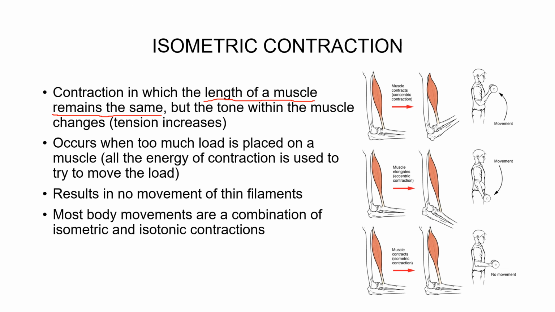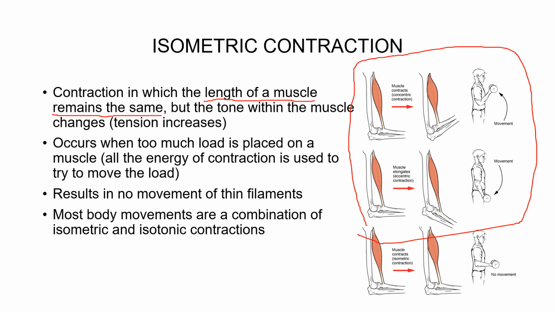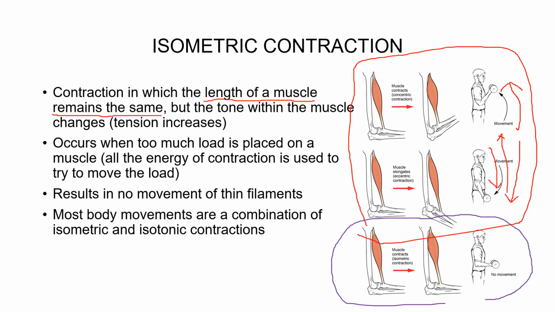For example, in this picture, these top two illustrations that I'm circling in red show isotonic contraction. You're moving the dumbbell up, flexing your elbow, and then you extend your elbow, and then you flex, and then you extend. So you're moving the elbow. That's the previous slide. Isometric is this bottom illustration. You can see that the person is just holding the weight and not moving.